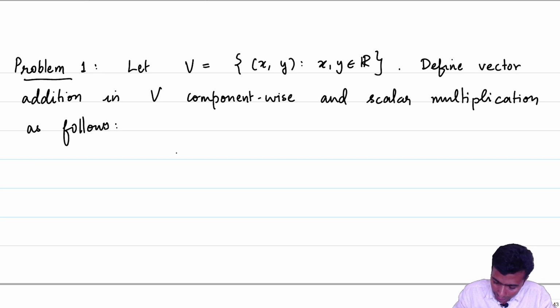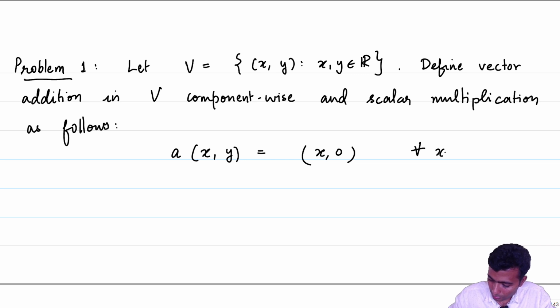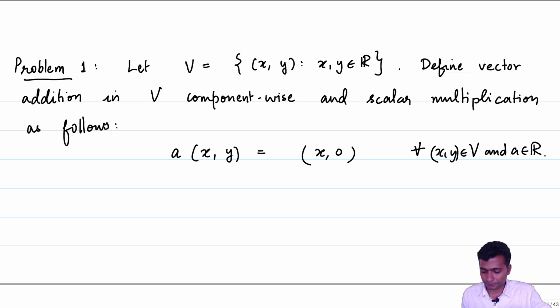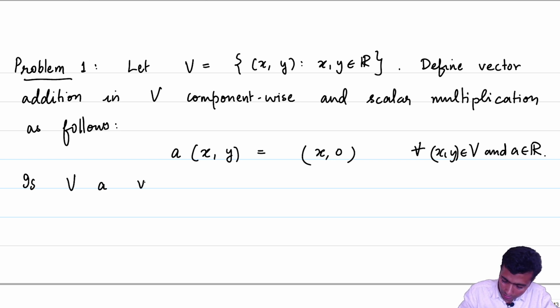What is the scalar multiplication? The scalar multiplication is A times x comma y is equal to x comma 0 for all x comma y in capital V and A in the field of scalars. So the problem is to check, is V a vector space with these operations.